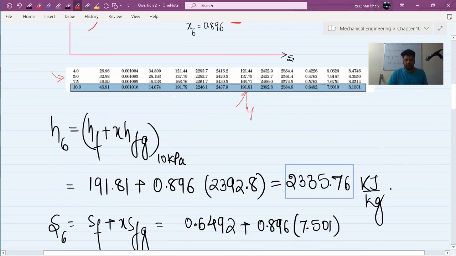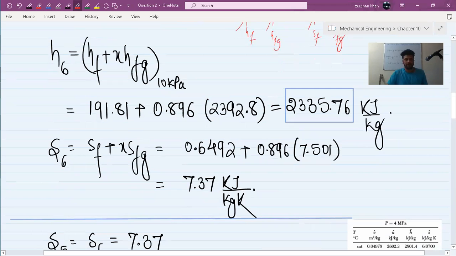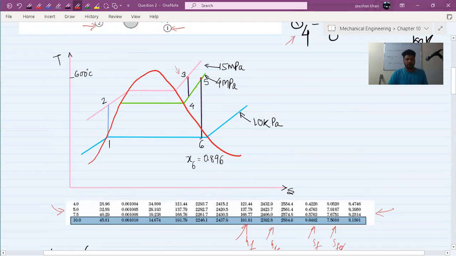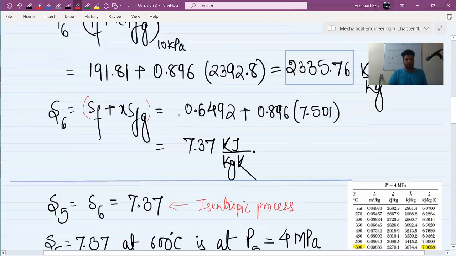So again, these are the enthalpies. So this is HF, this is HFG, and this is SF, and this is SFG. Okay, so H6 comes out to be 2335.76. S6 comes out to be 7.37. Again, following the same formula for S6. Now we should know that S5 and S6 are the same. That is because, again, it's an isentropic turbine. This is an isentropic process. That is why.